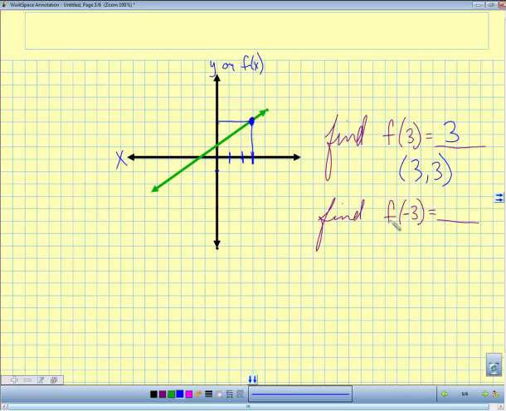Okay, now I'm going to look at negative 3 because it says find f of negative 3. So again, I'm looking at my x-axis, and I go to negative 3, negative 1, 2, and 3, and I go down to right here, and my y value is negative 1. So f of negative 3 is equal to negative 1, and again, I write that as an ordered pair of negative 3, negative 1.